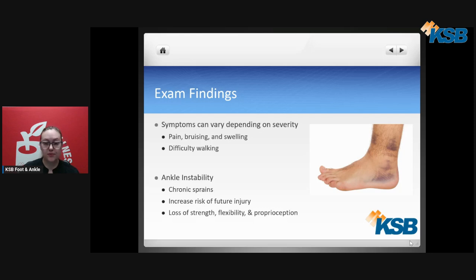If you have chronic sprains or have rolled your ankle multiple times, you can develop what's called ankle instability, which is basically where the ligaments, instead of being nice and strong, they tend to be a little bit more lax. And that unfortunately increases your risk of a future injury. You can have a loss of strength and flexibility, as well as the ability to walk well on uneven surfaces.